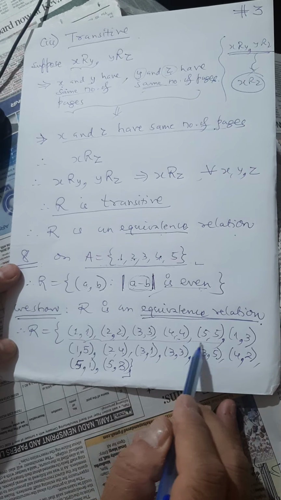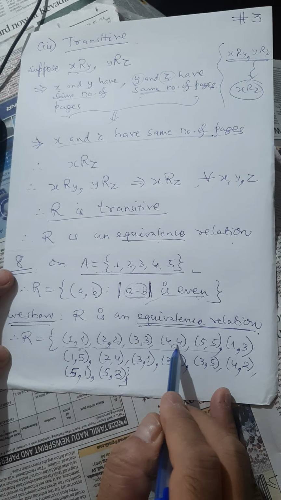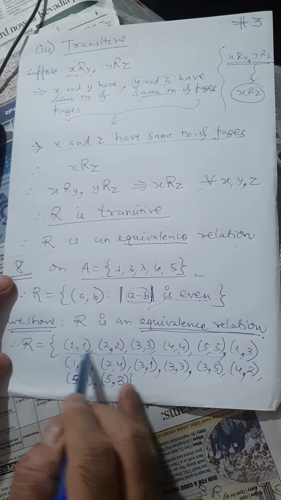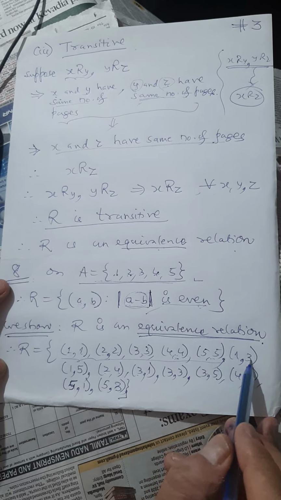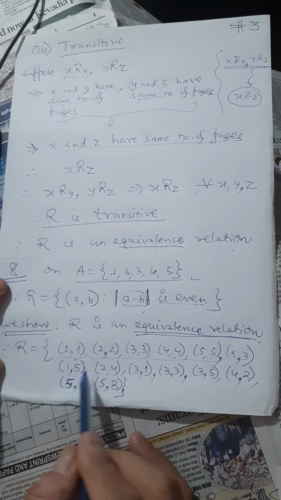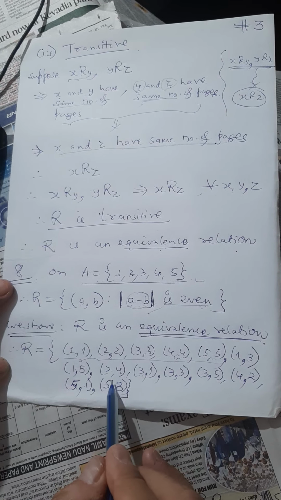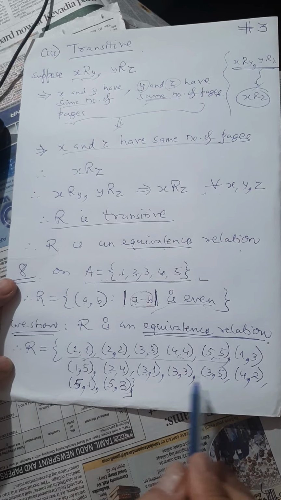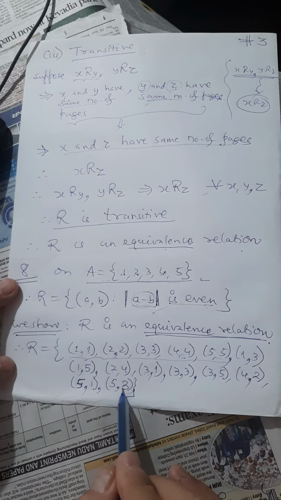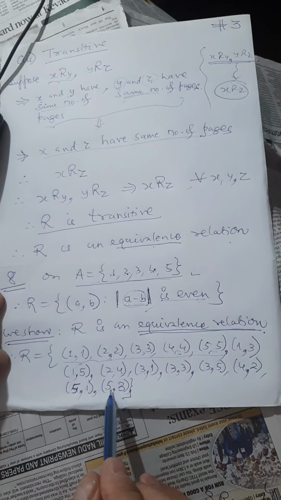Now from this you can see very easily (1, 1), (2, 2), (3, 3), (4, 4), (5, 5) are all present. So this is reflexive. (1, 3) is present, (3, 1) is present. (1, 5), (5, 1), (2, 4), (4, 2), (3, 5), (5, 3). So the reverse is also present. So this is symmetric.